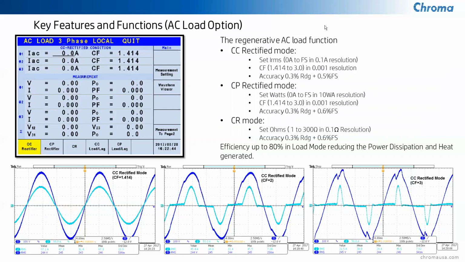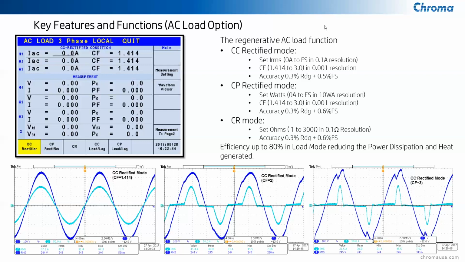It also includes constant resistance mode, which makes the unit look very much like a resistor. As the voltage increases, the current will increase proportionally, and you get to set the value in ohms. For constant power, the setting parameters are in watts, and for constant current, the parameter settings are in amps.